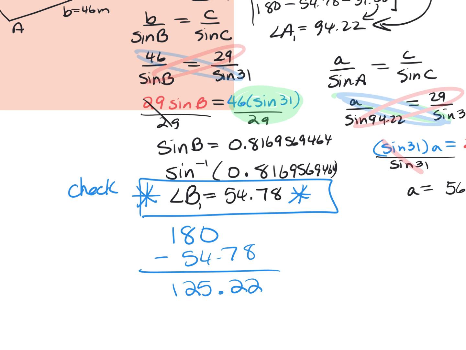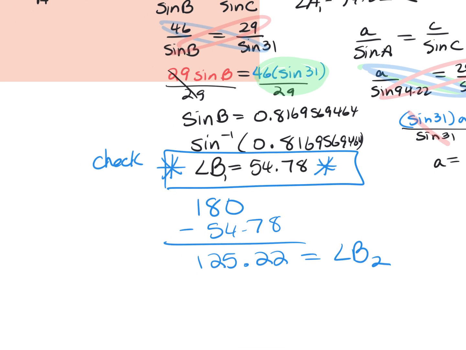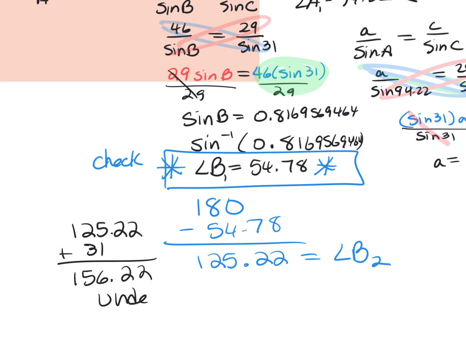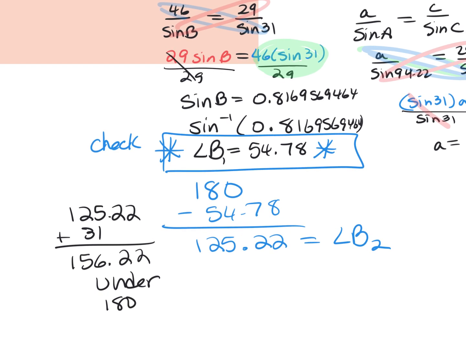Now, this potentially is going to be the new angle B of the second triangle. But what I have to do is make sure that when I take that angle and add it to the very first one they gave me, which was C, if this sum stays under 180, then there's room to make a triangle. So when I add this, I get 156.22. This is under 180. So because it's under 180, this is a good angle B for the second triangle.